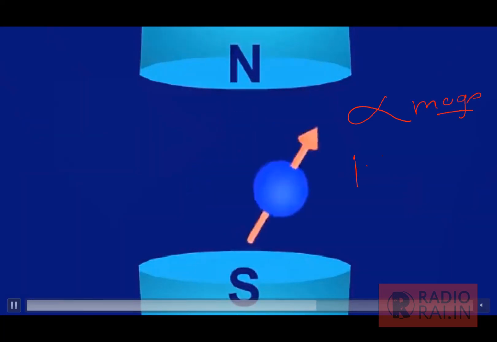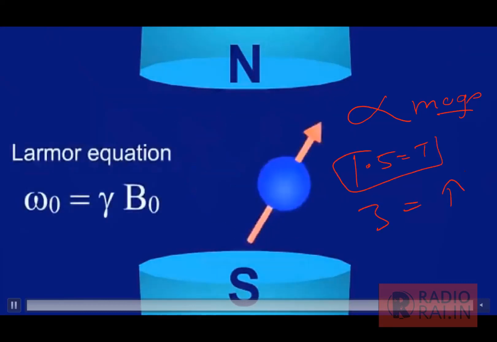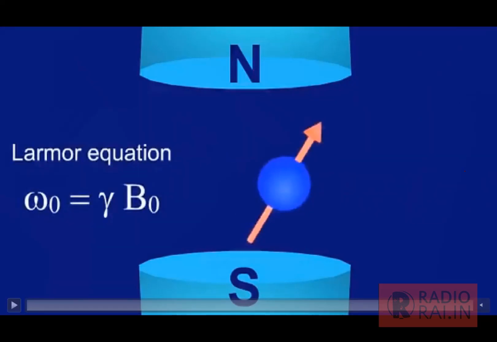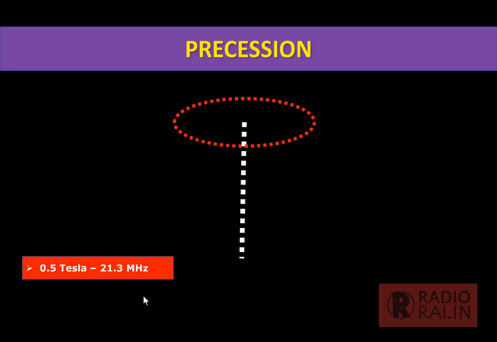So if 1.5 Tesla has one spin, in 3 Tesla it will have a higher spin. This is directly proportional to the magnetic field, and this is given by the precession formula. It's called the Larmor equation. Now I'll show you what is precession. If it is moving around its own axis, it is a spin. Now it is moving at an angle, the axis itself is moving. This is called precession. This precession in a 0.5 Tesla MRI is 21.3 megahertz.